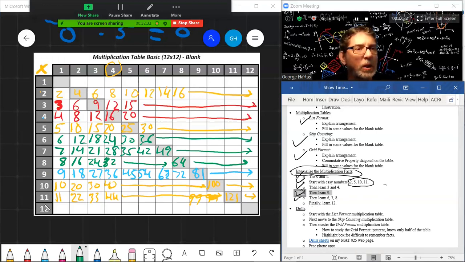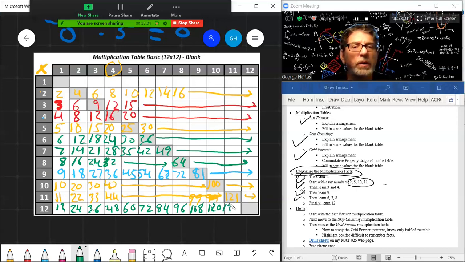let's start. 1 times 12 is 12. 2 times 12. 3 times 12. 4 times 12. 5 times 12. 6 times 12. 7 times 12. 8 times 12. 9 times 12. 10 times 12. 11 times 12. 12 times 12. It goes up by 12s. So it'll take you a little time to get used to this, but it definitely could be done.